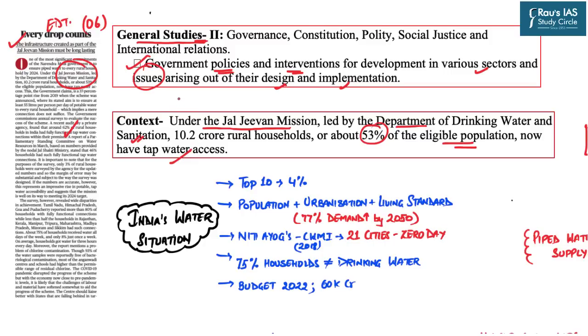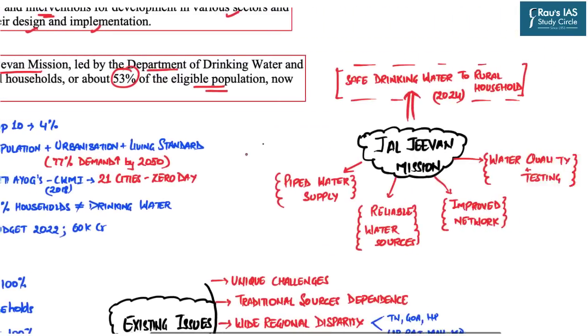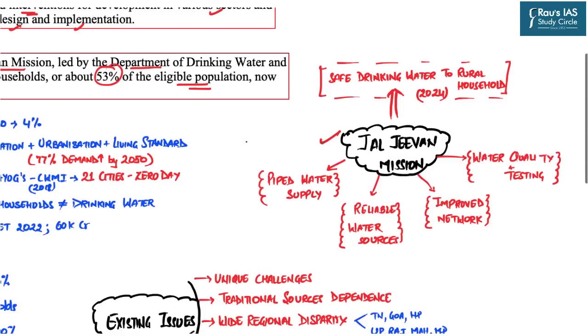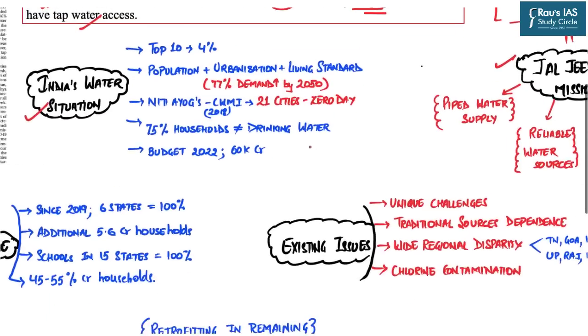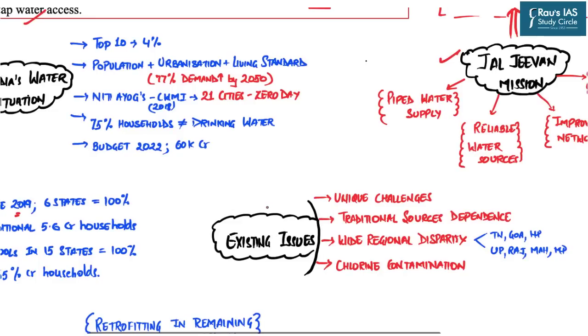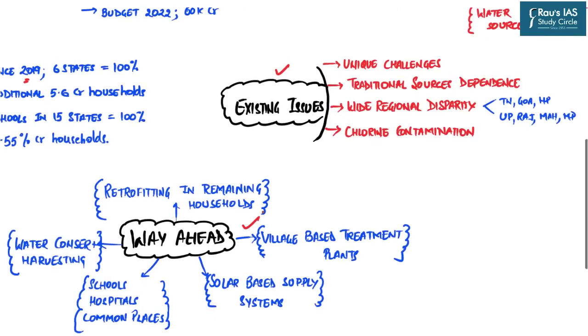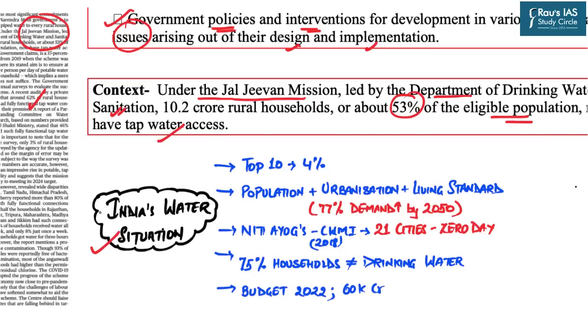rural households. So in this session, what we are going to deal with is India's present water situation, the broad objectives as well as components of the Jal Jeevan Mission, the performance of this scheme since 2019, what are the existing issues in this particular scheme, and what can be a way ahead to reap the maximum potential out of this scheme and to achieve the objectives of providing safe and adequate drinking water to all the rural households as a tap supply.